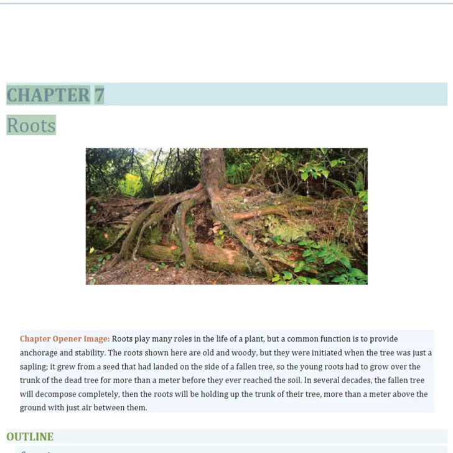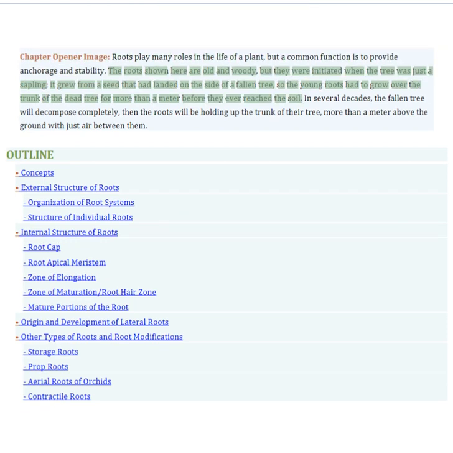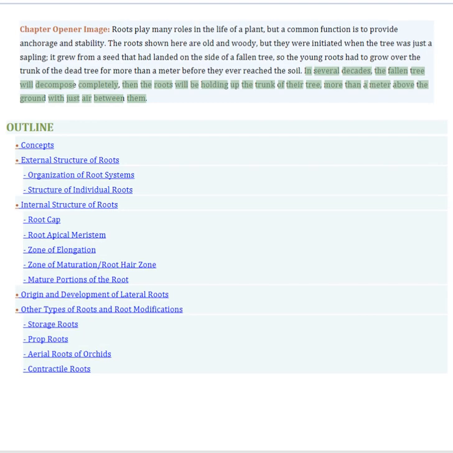Z-Art. Chapter 7: Roots. Chapter opener image. Roots play many roles in the life of a plant, but a common function is to provide anchorage and stability. The roots shown here are old and woody, but they were initiated when the tree was just a sapling. It grew from a seed that had landed on the side of a fallen tree, so the young roots had to grow over the trunk of the dead tree for more than a meter before they ever reached the soil. In several decades, the fallen tree will decompose completely, then the roots will be holding up the trunk of their tree, more than a meter above the ground with just air between them.